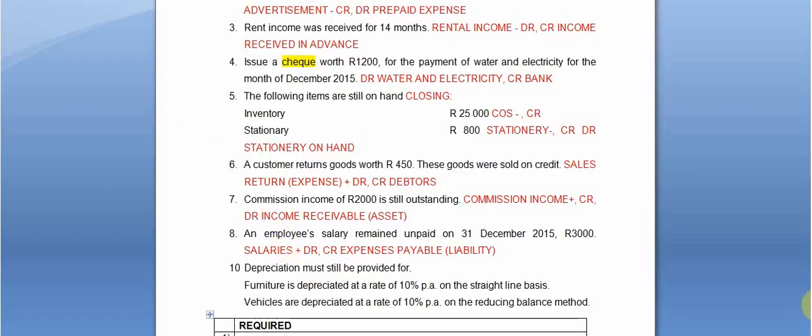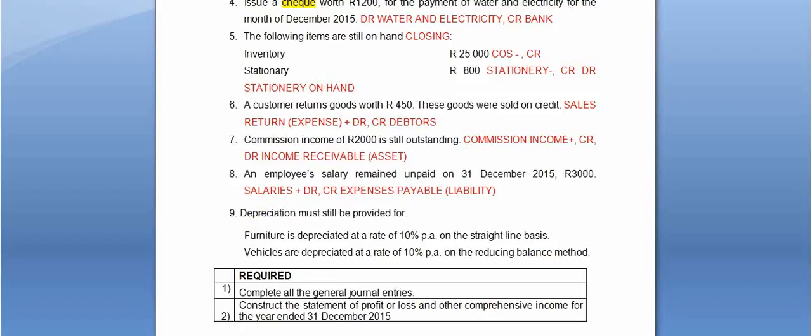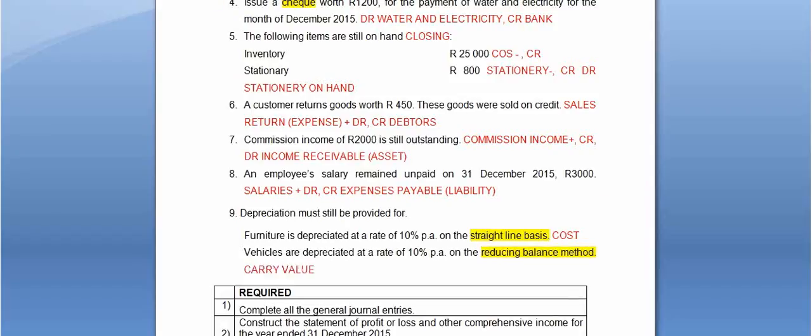Please note the expenses payable is a liability because you still owe that amount to this employee. Then we need to do depreciation in number 10. It should actually be number 9. I've just noticed, so let's just fix it. So there, depreciation number 9, they say for furniture, it's on straight line, very important, so I need to use the cost. And for vehicles, it is reducing balance method, which is also diminishing balance method, which means I need to use the carrying value.